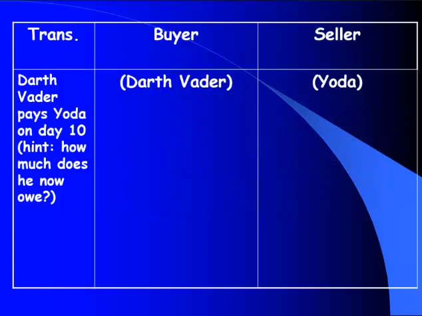Darth Vader pays Yoda on day 10. Well, first off, we need to see how much he owes. How much did he owe from the original transaction, the first purchase? $39.20. But then what happened in the second transaction? He sent some back. So the amount he owes right now would be $31.36.